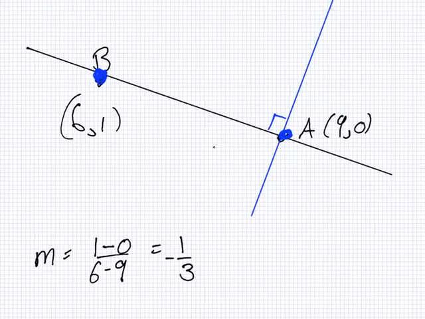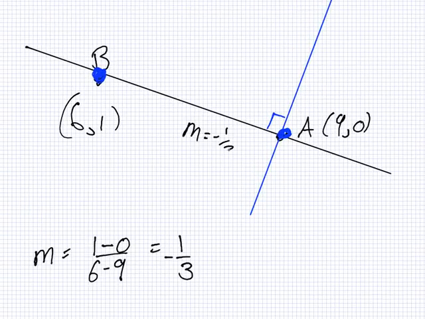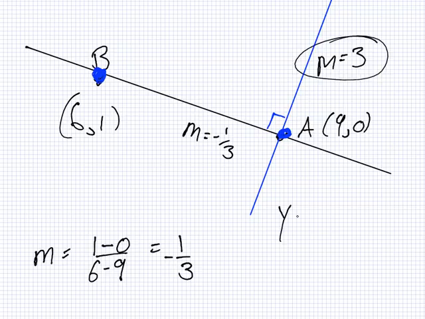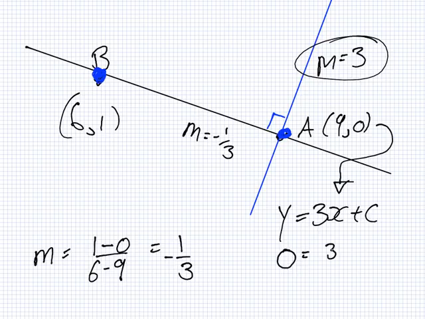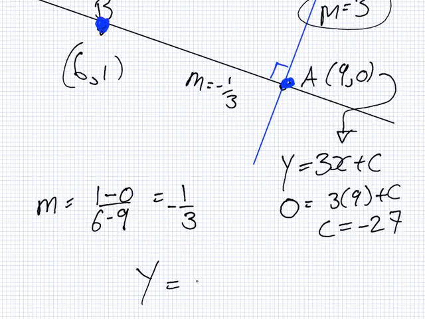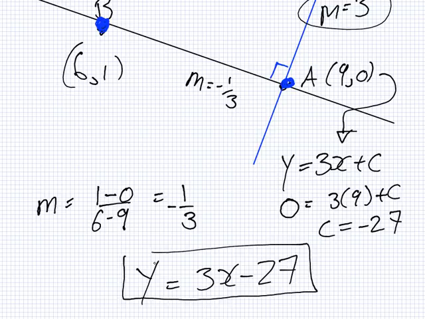So if this one is minus 1 over 3, this one here is 3. So I have y equals 3x plus c. A or B, which do I use? Has to be A, because only A is on the line. So if I put that in, I get 0 equals 3 times 9 plus c. C is minus 27. So our answer is y equals 3x minus 27. I hope you got that, yeah?